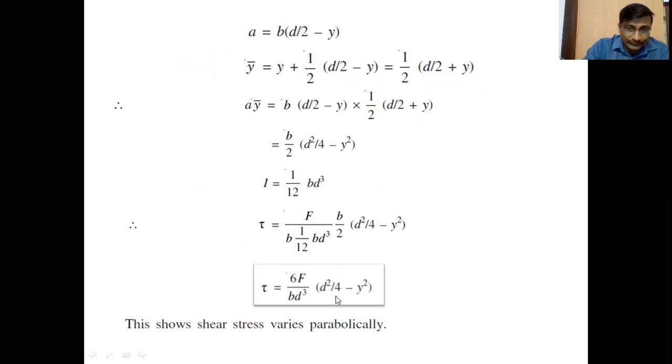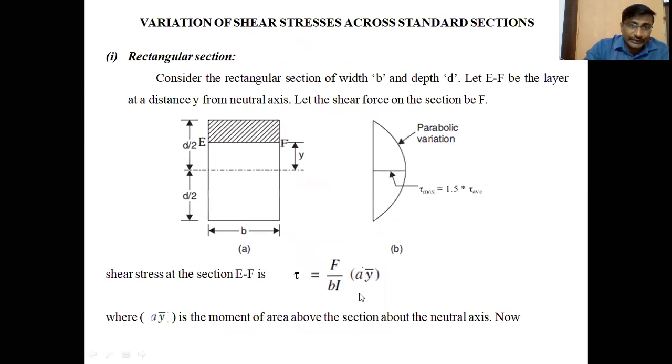Therefore, the shear stress value is 0 whenever we substitute y equal to d by 2 or minus d by 2. Therefore, shear stresses at the extreme layers are 0. At this point, shear stresses are 0. By drawing a vertical line across the section, the shear stress values on the vertical line will be represented as 0. Here the shear stresses are 0.